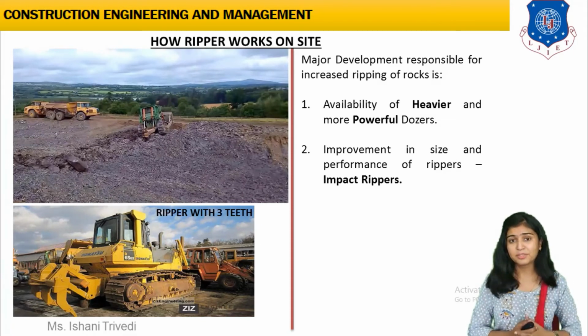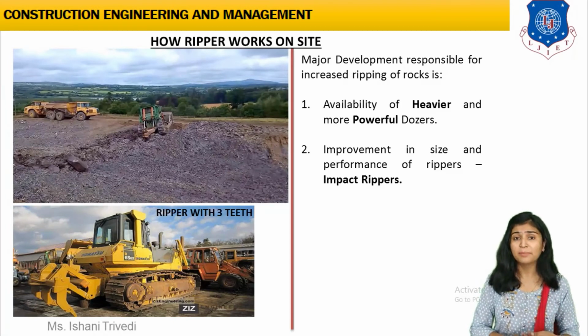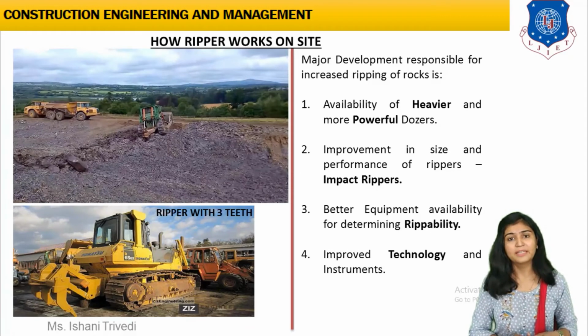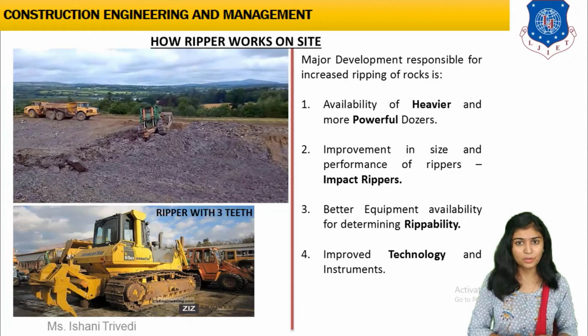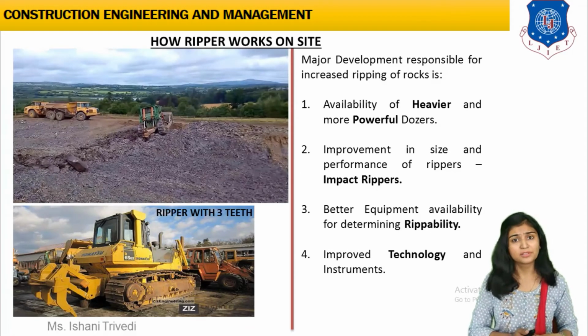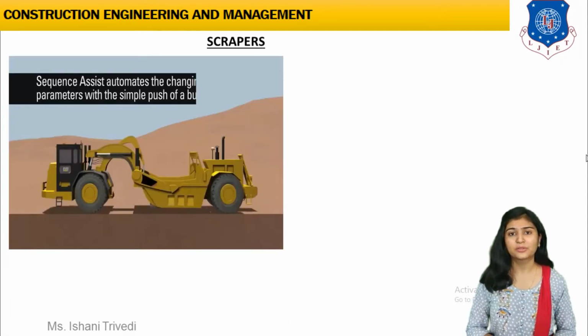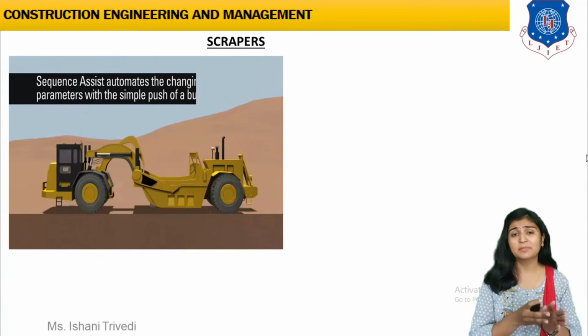We have impact rippers, which are a special type, because when you are ripping off, it is going to create an impact force on the rocks. So to resist this, we have impact rippers. Then better equipment availability for determining the rippability of the rocks, which we discussed we will always have to determine. Improved technology.